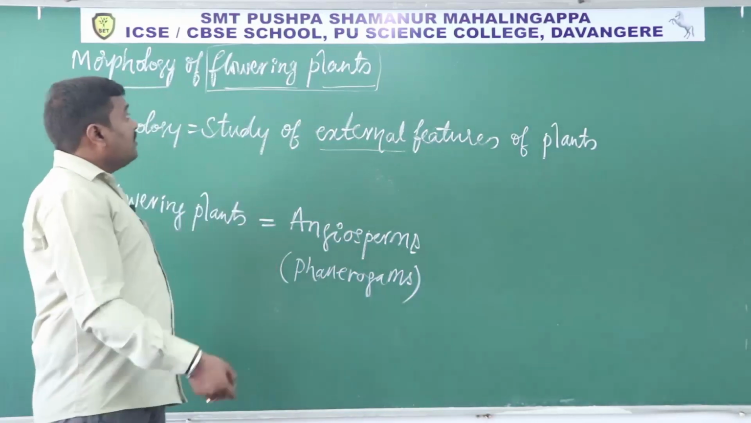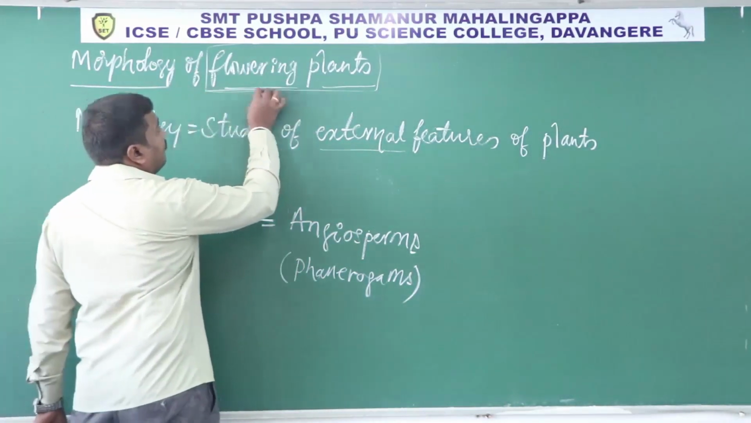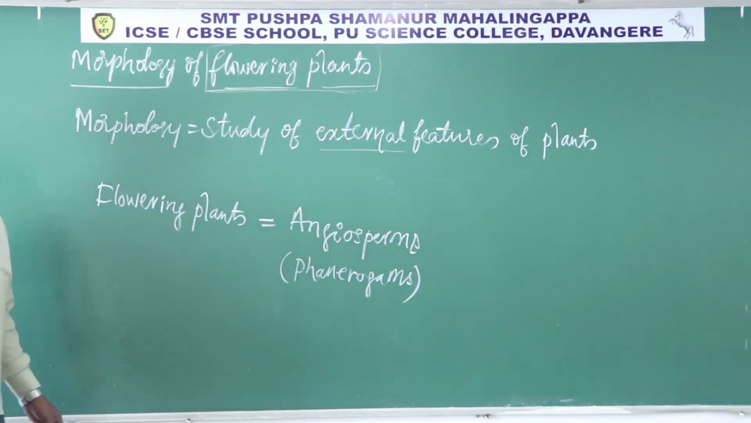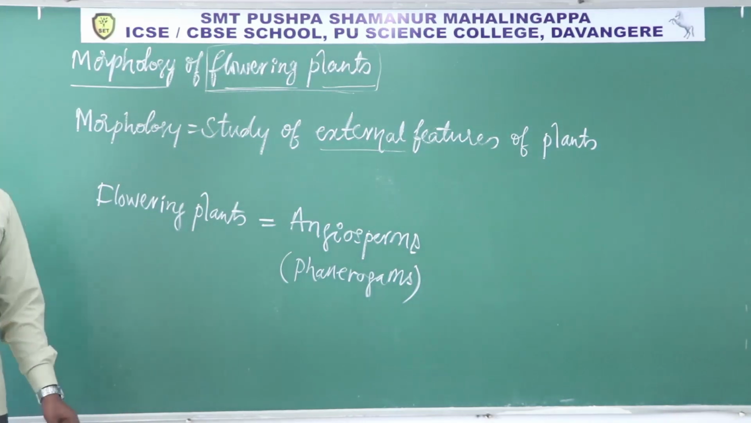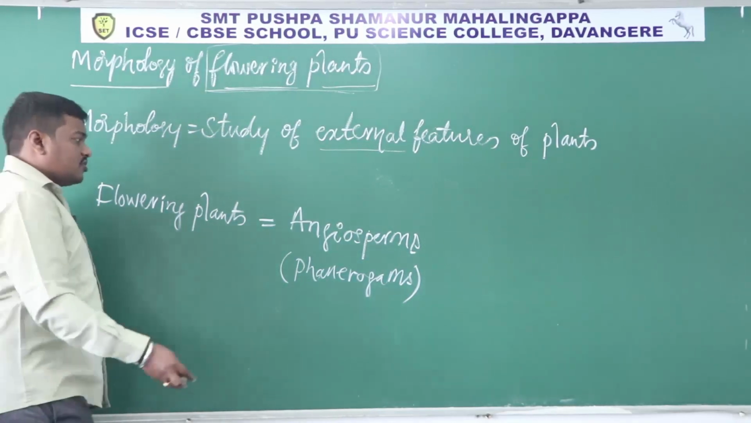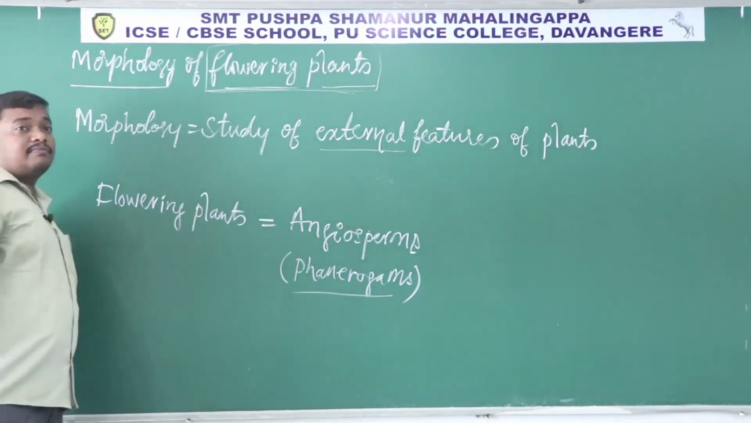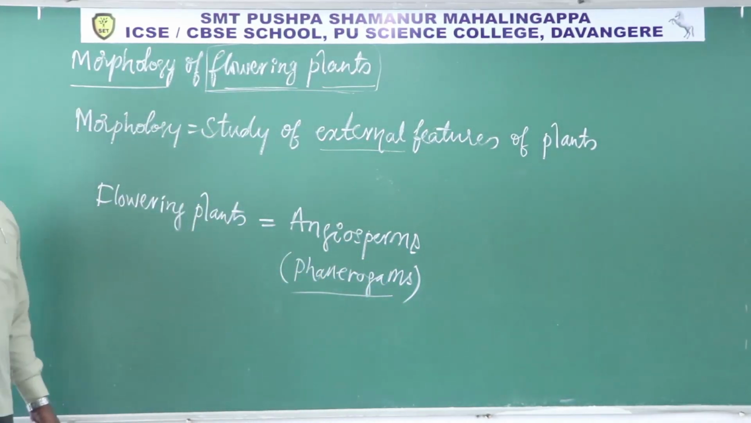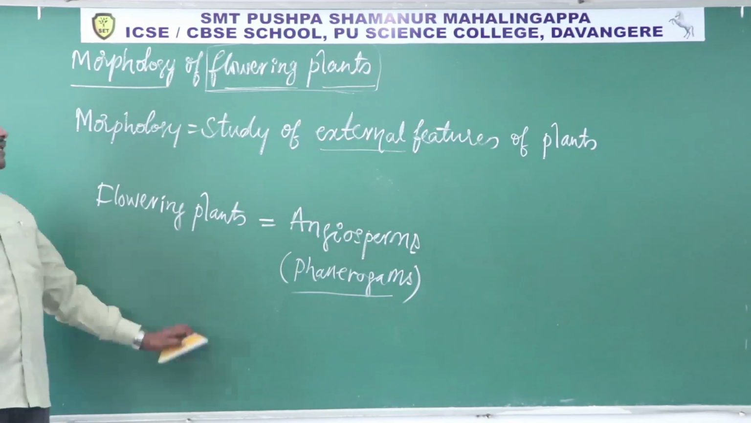But here we are more concentrated on flowering plants, because on earth the most abundant plants nowadays are flowering plants only, the flower bearing plants. So they are phanerogams. Plants with a visible flower structure are called the flowering plants.